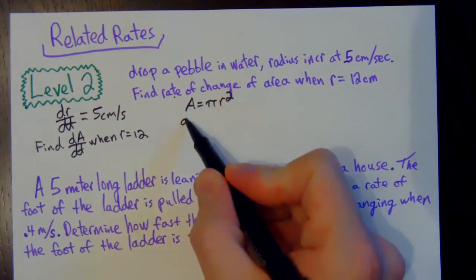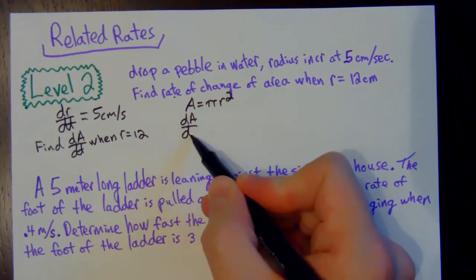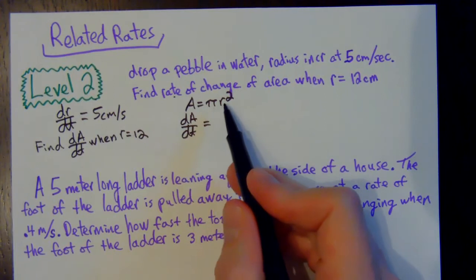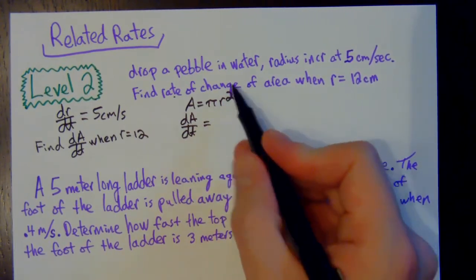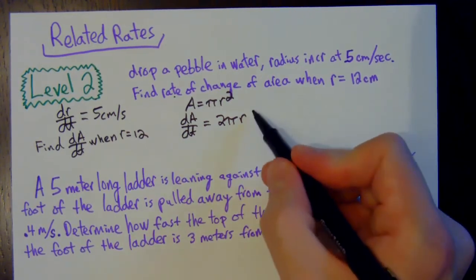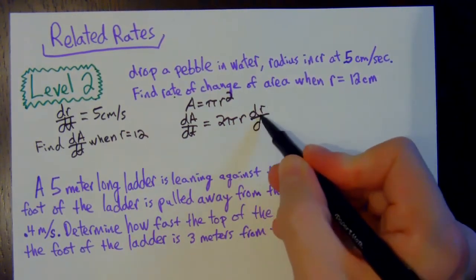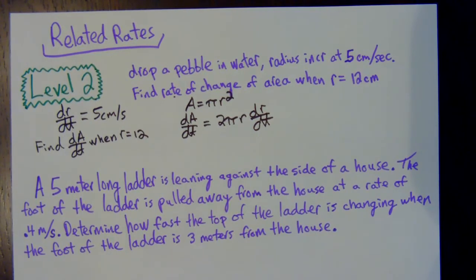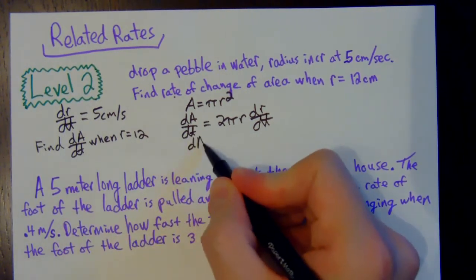So the derivative of A with respect to time is going to be dA/dt. And here, this is like a number times r squared. So you're going to multiply by the power and decrease that power by 1, but you just took the derivative of r's with respect to time, which means you simply have to tag on the dr/dt. So there's your derivative. Now you plug in the numbers. You're supposed to find the dA/dt.